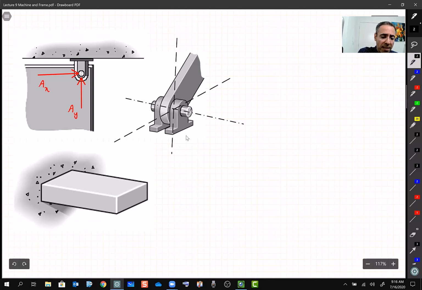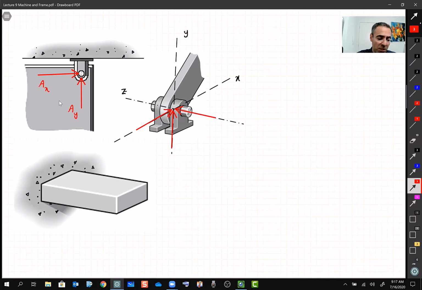In other words, if I call this one X, Y, this one has to be Z direction, right, to follow the right-hand rules. Then we say we cannot really move this link in X direction, so there is going to be a reaction in X, a reaction in Y, and also a reaction in Z direction. In fact, we cannot move this link in Z direction, or in this 2D frame, I cannot take this box out of the screen or push it into the screen, right?